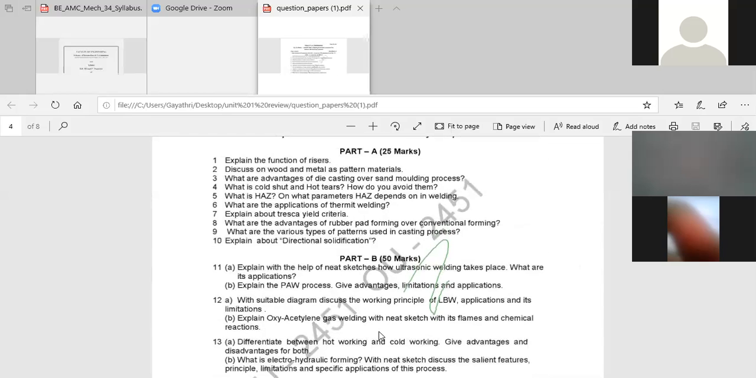In 2016, they ask you what is the function of a riser. Very, very important. You see the 10th question: what is directional solidification? This is also very, very important. Second question, they ask you to just write about wood and metal pattern.